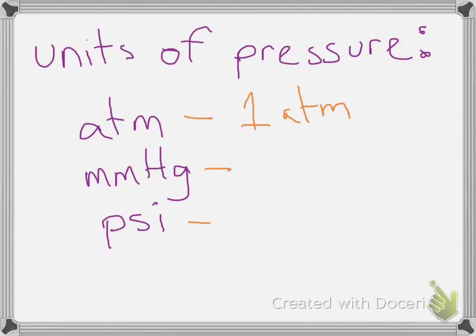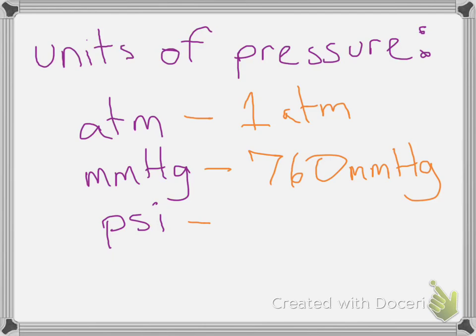mmHg stands for millimeters of mercury, and they use millimeters of mercury as a unit of pressure because in a barometer, which is the tool we use to measure pressure, we have mercury, and we measure the height of the mercury in millimeters. So that will tell us how much pressure is pushing down on the mercury and pushing it up to how many millimeters. So 760 mmHg is equal to 1 ATM. This is the pressure of the atmosphere on a perfect day right at sea level. So not on a mountain, not under the ocean, but right at sea level.